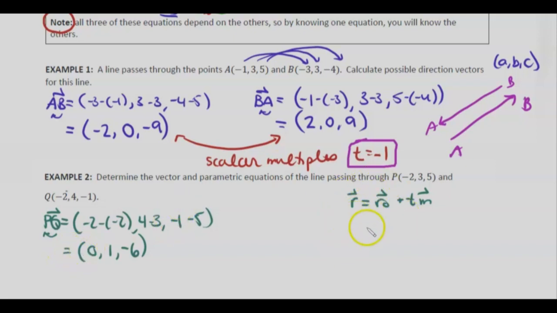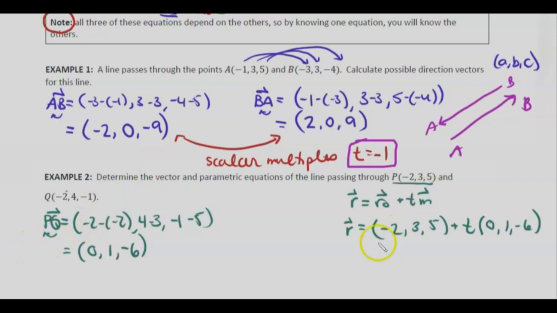And now we can go ahead and write the vector equation for this line. Okay, so for the line that passes through P and Q, we have a point. It doesn't matter if you choose to write point P or point Q in this first spot, where vector r naught is, either one. So I'm just going to pick P, but if you do Q, that's okay too. So -2, 3, 5, plus some parameter t, and then we're going to bracket 0, 1, -6, because that's the direction vector.